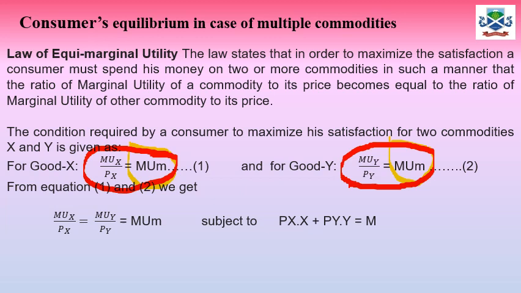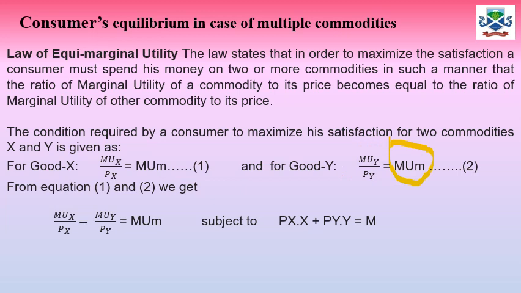Or if there is another commodity Z, then you will find MUx/Px equals MUy/Py equals MUz/Pz, and so on, must be equal to the marginal utility of money, subject to the price of X multiplied by the units of X plus the price of Y multiplied by the units of Y, and of any other commodity, being equal to the money available to the consumer. So that is the law of equi-marginal utility.